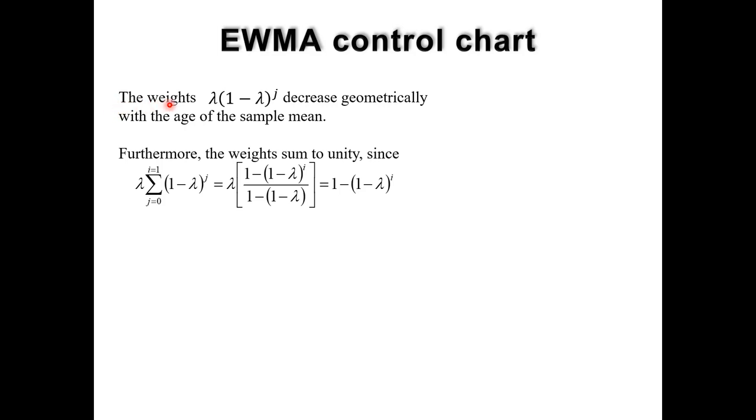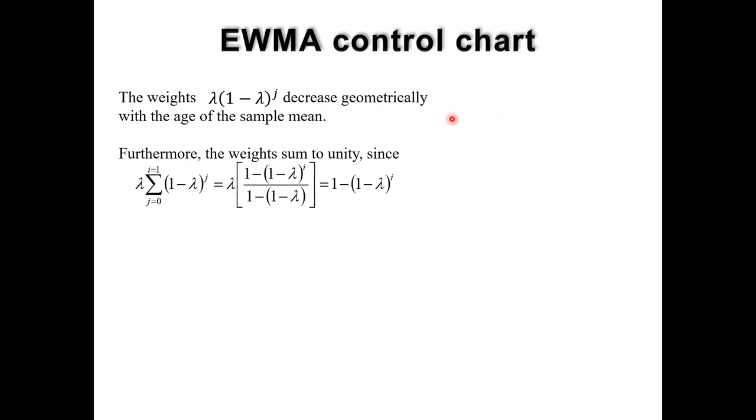Therefore, the weight of lambda times 1 minus lambda to the power of j will decrease geometrically with the age of the sample mean. Meaning to say that the weight part of the formula will be reducing geometrically as the sample mean increases in time. So this is what I mean by the age of the sample mean, as it increases in time, from time 1, 2, 3, 4, 5, and so forth.